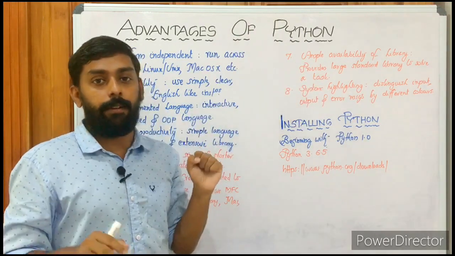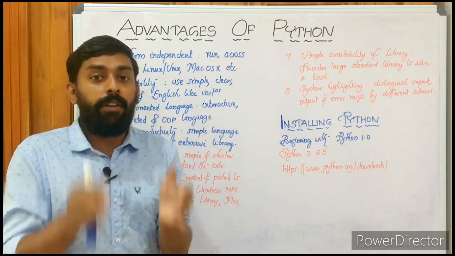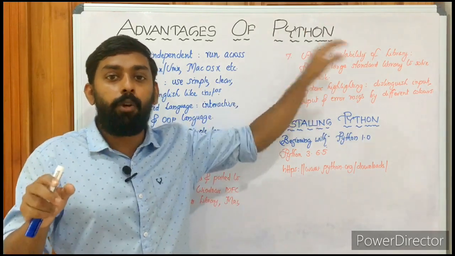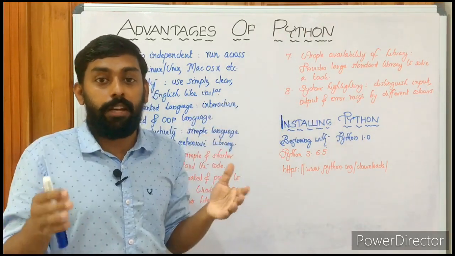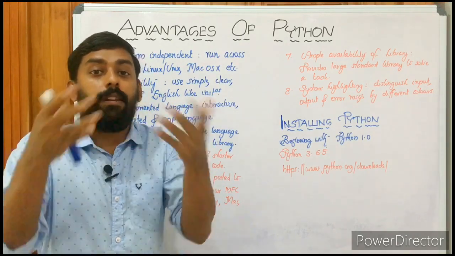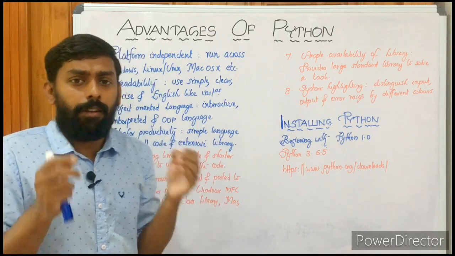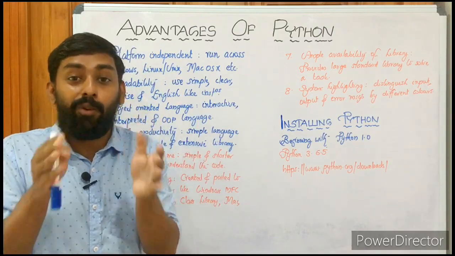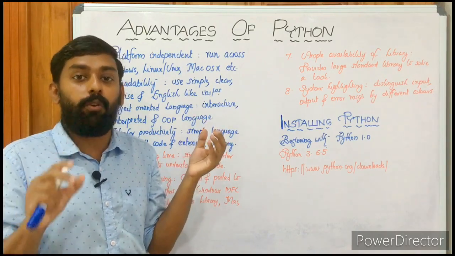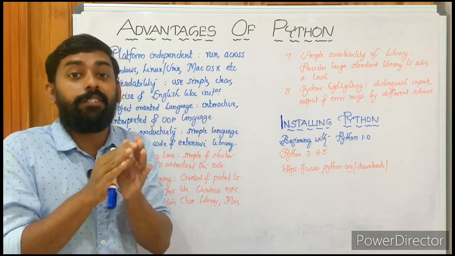Then syntax highlighting. It's another very important, very convenient feature for us as programmers, right? Because it distinguishes input, output as well as error messages in different colors. You can see input in one color, output in another color, and error messages in some other color. It looks very cool, right? So it will be very easy for us to read, identify, and understand. It makes it readable, right?